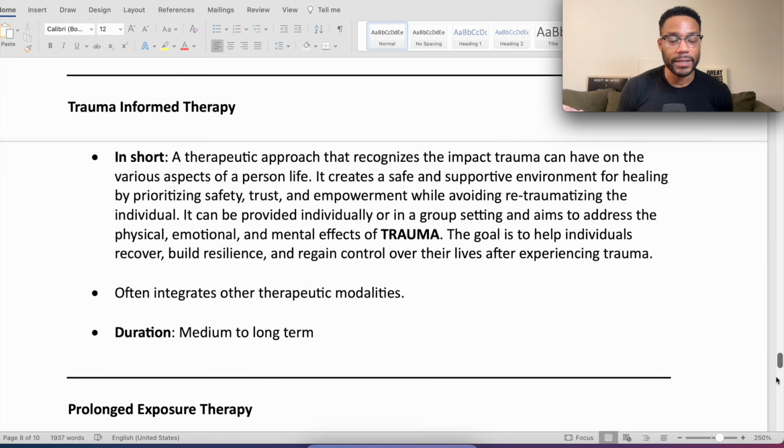Now let's take a look at trauma informed therapy. In short, a therapeutic approach that recognizes the impact trauma can have on the various aspects of a person's life. It creates a safe and supportive environment for healing by prioritizing safety, trust, and empowerment while avoiding re-traumatizing the individual. It can be provided individually or in a group setting and aims to address the physical, emotional, and mental effects of trauma. The goal is to help individuals recover, build resilience, and regain control over their lives after experiencing trauma. It often integrates other therapeutic modalities, and the duration is considered medium to long term.